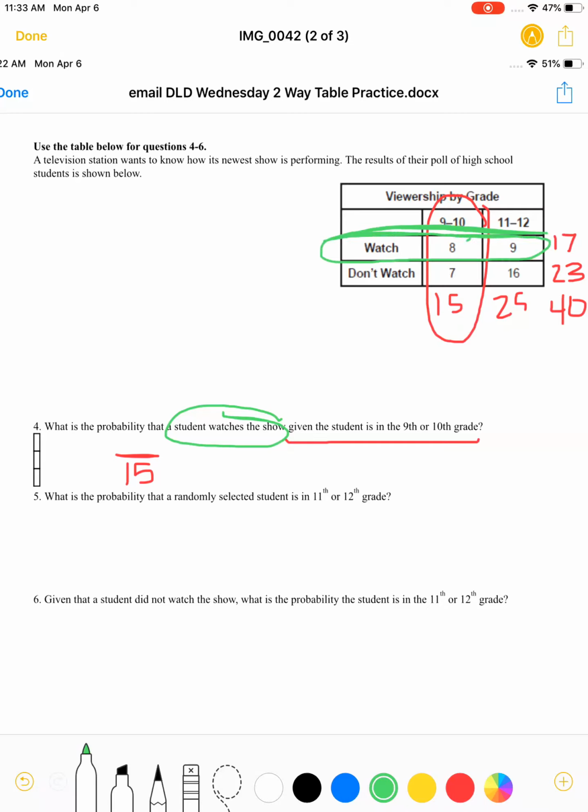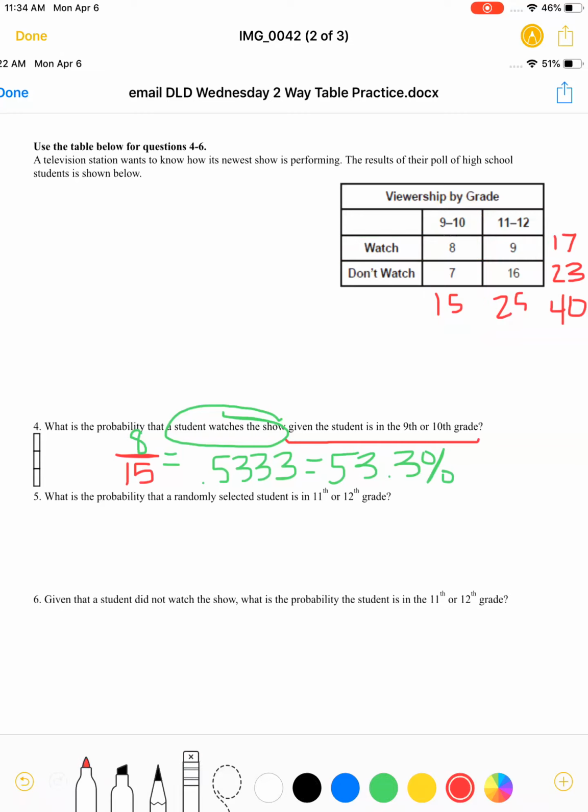So here is watch the show. There's that part of the table, and we want the overlap. Okay, 8 9th or 10th graders said, yes, we watched the show. So 8 is our numerator. 15 is that denominator. Okay, you cannot reduce that. So the decimal, we just plug it in, 0.533. And our percent would be 53.3%. Okay, so a little more than half.